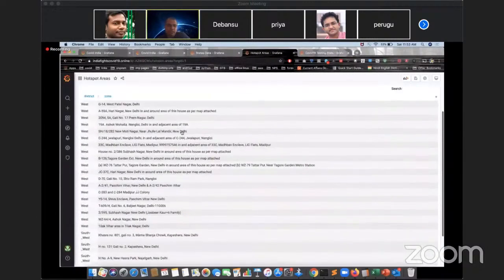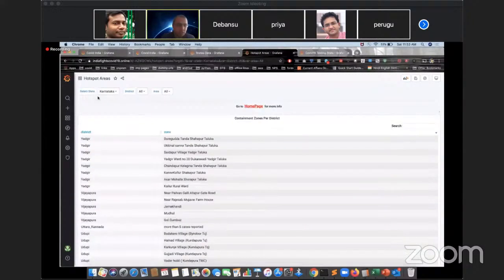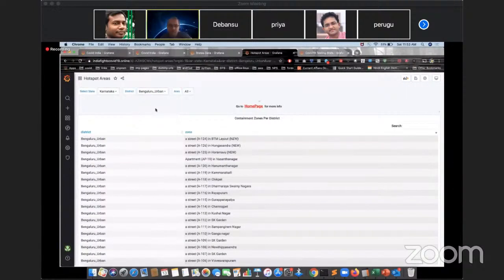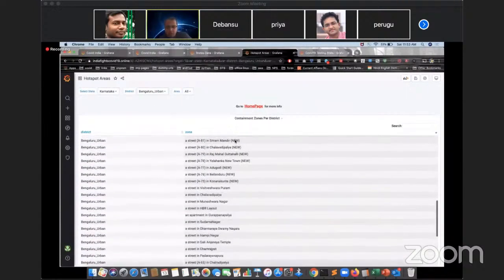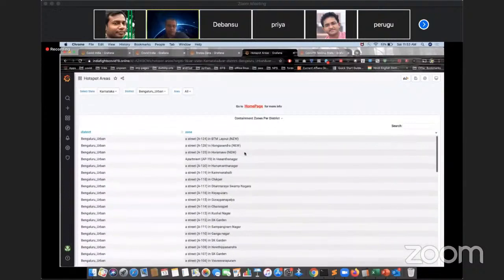So here you can actually see what all containment zones are available for any district. So I go for Karnataka. All these searches are interlinked. As soon as you select the state, Karnataka, the districts will only show for Karnataka. And here, yeah, you can see there are so many areas in Bangalore. I think I updated it today only. So it's more than 100 containment zones. And this is the whole list.